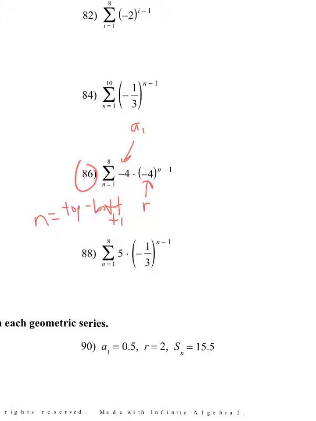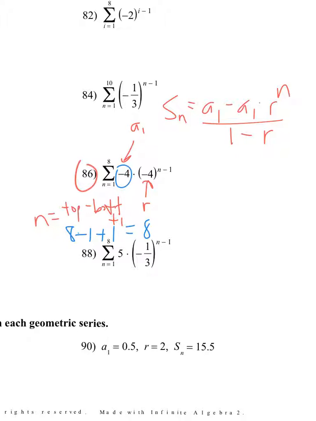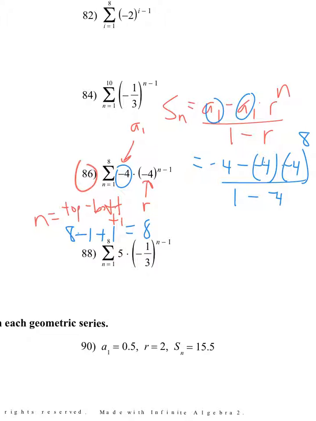And then you're going to use the formula Sn equals a1 minus a1 times r to the n all over 1 minus r. So not the alternate one I just did on the last problem. So let's figure out what we need here. Obviously, top minus bottom will be 8 minus 1 plus 1. So that's going to be 8. N is 8. So we just plug in A1. A1 is negative 4. So it's going to be negative 4 minus, and then we have negative 4 right here for this A1, times R, which is also negative 4, to the n power, which is 8, all over 1 minus R, which is negative 4.